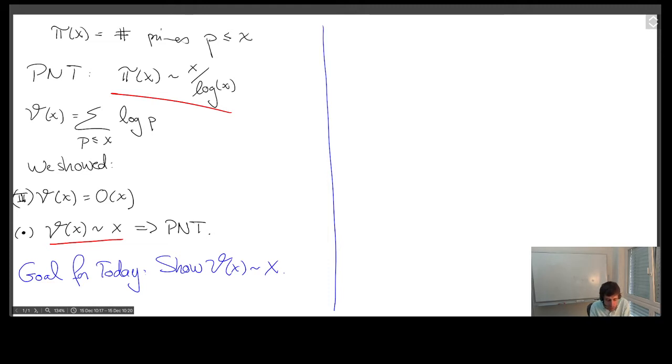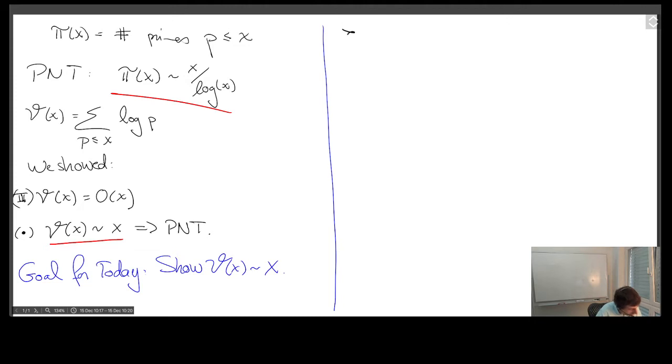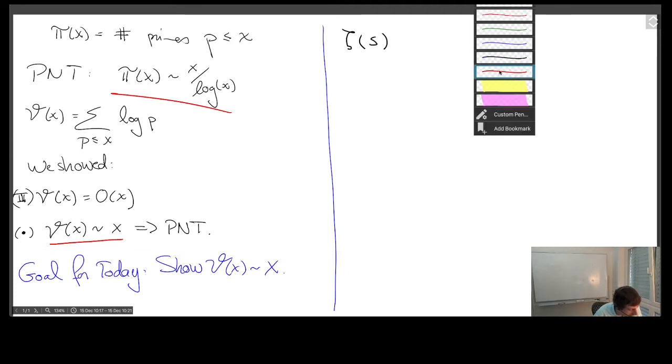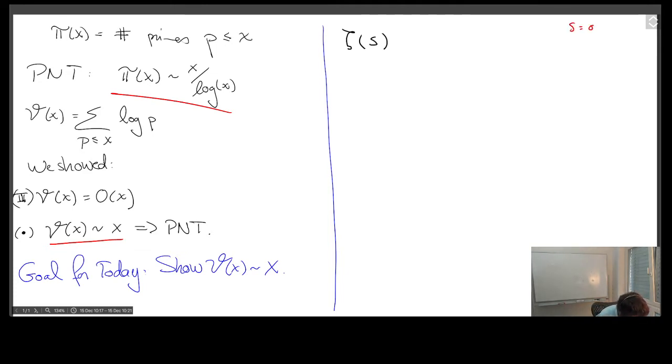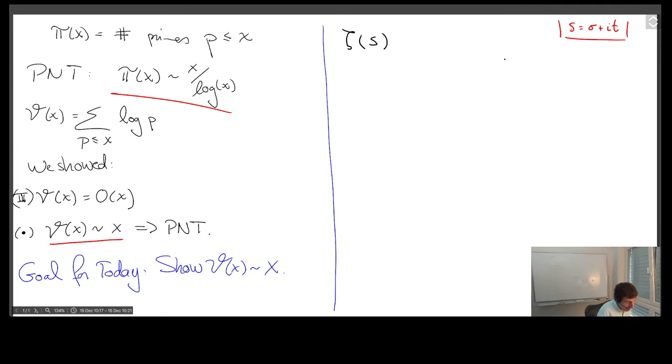So we need to define complex analysis tools. One function we're going to define that's going to play a big role is the Riemann zeta function. In this area of analytic number theory, people use s to mean the complex number, s equals σ plus it, rather than z equals x plus iy.